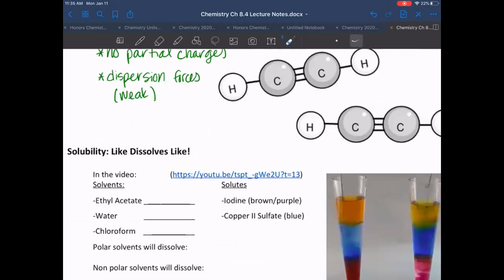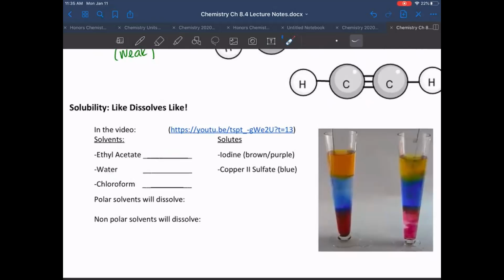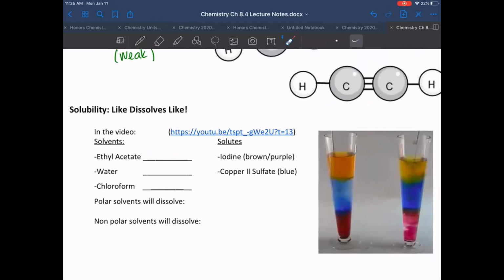So last thing is talking about solubility. What this means is that nonpolar and polar solvents don't dissolve in each other. Only like dissolves like. This is a phrase I want you guys to remember. What that means is nonpolar solvents dissolve nonpolar things. Polar things dissolve polar things. And so I think this video that I'm going to play is a very awesome representation of this.